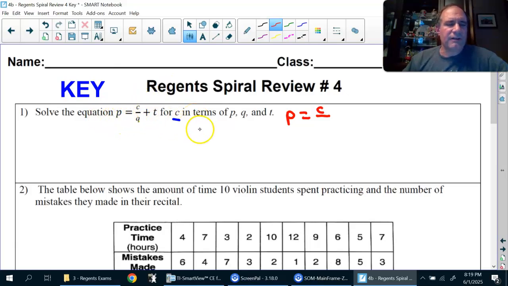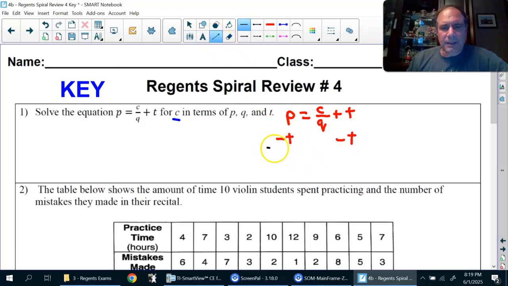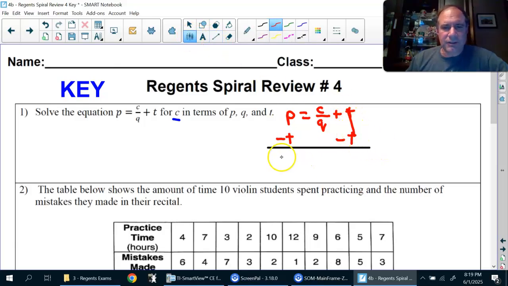So this one says solve the equation P equals C over Q plus T for C, in terms of P, Q, and T. So we have to solve this for C. I'm going to minus T on both sides. As soon as I minus T on both sides, this cancels. You have P minus T equals C over Q.